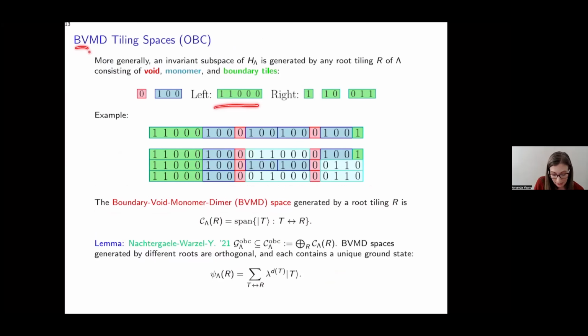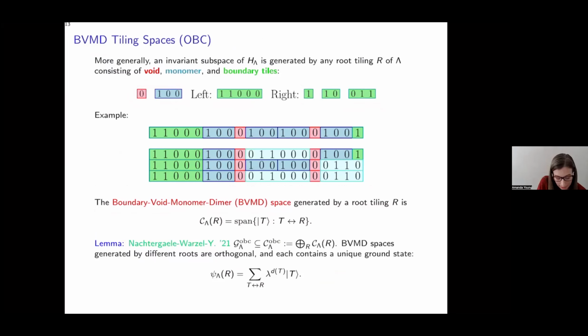And for the root tilings, you can put the voids and monomers anywhere, but the boundary tiles can only go on their respective boundaries. So if you use them, they can only go on the correct boundary. So there's one tile that you need for the left and 3 tiles for the right to uniquely define all of the configurations.